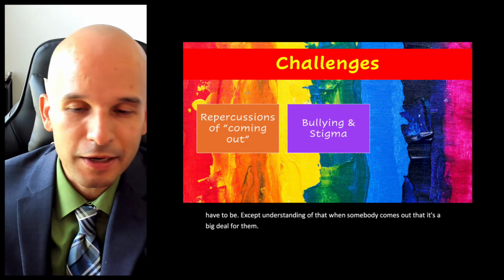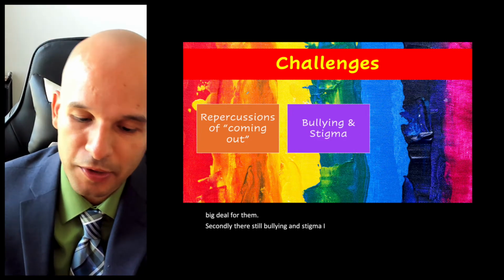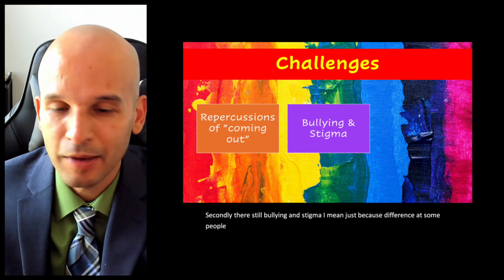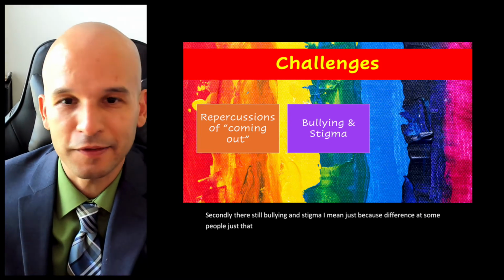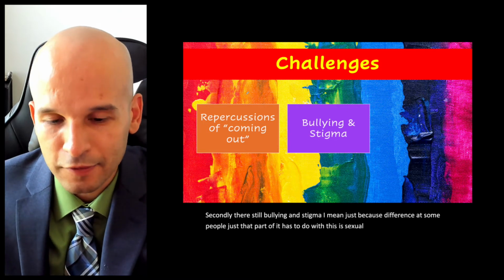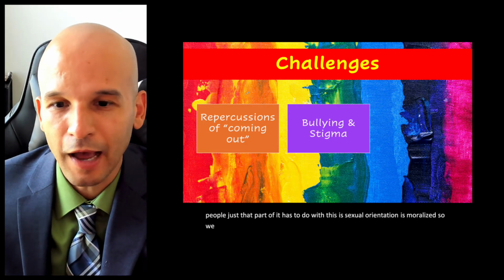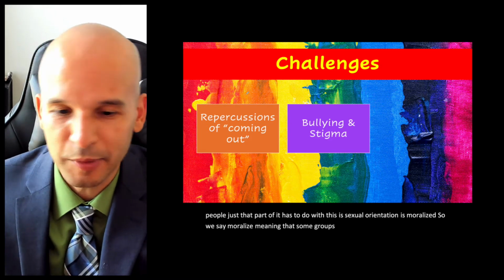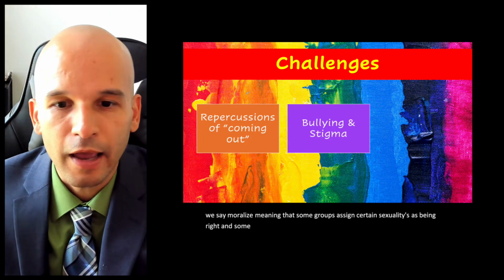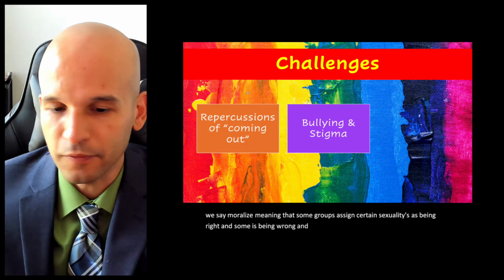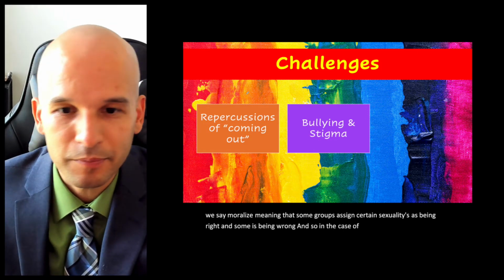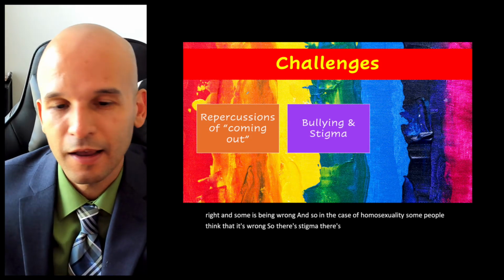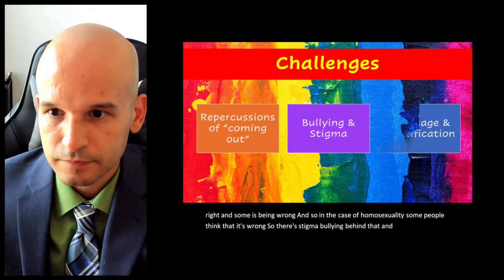Secondly, there's still bullying and stigma. Part of it has to do with sexual orientation being moralized. When we say moralized, we mean that some groups assign certain sexualities as being right and some as being wrong. In the case of homosexuality, some people think that it's wrong. So there's stigma and there's bullying behind that.